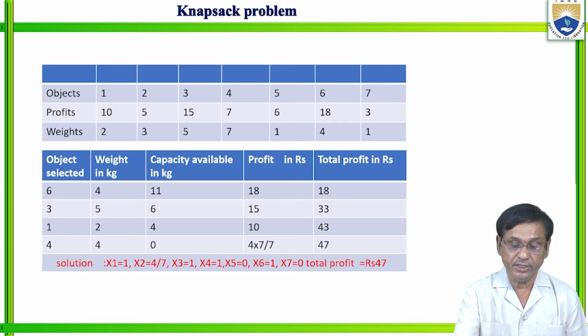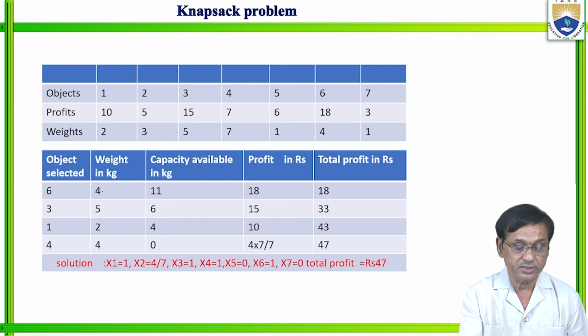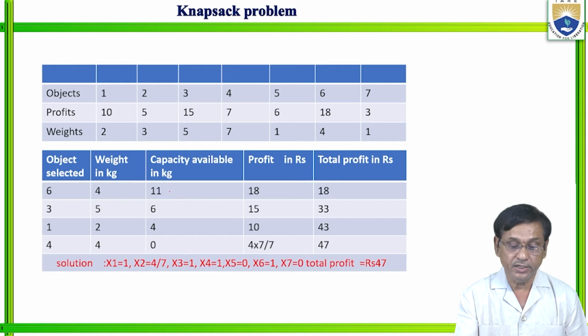Now you see the same thing is written here, so that you are getting the maximum profit. That means when the sixth object is included, the capacity of the bag is 11, profit is 18, total profit is 18. When the third object is included, the weight of the third object is 5 and capacity leftover is 6, profit is 15, this is 33.